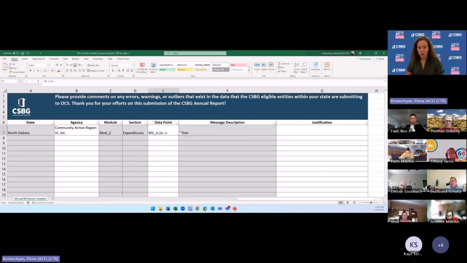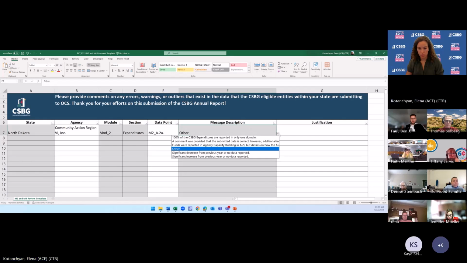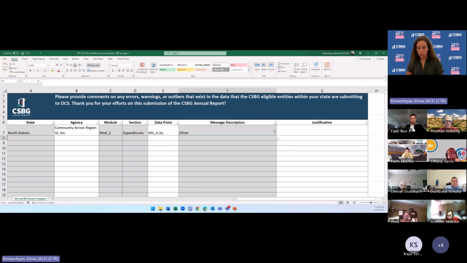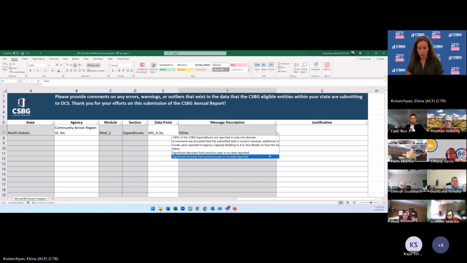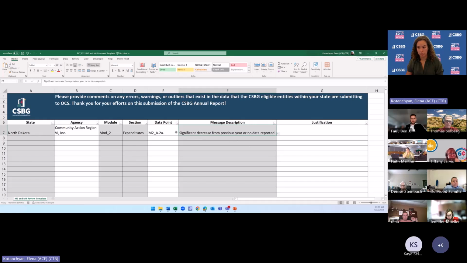I actually believe that validation is not built in for expenditures. I think it's built in for resources. Actually, no, there is. It looks a bit different. Significant decrease or increase from previous year data or no data reported. Sorry, I'm taking my words back. So let's say it's decrease in this case, right? So we don't provide anything in employment, and then you can put justification. And justification needs to be clear and concise. It doesn't have to be long, but as long as it's thorough and gets the point across, that's all that matters.